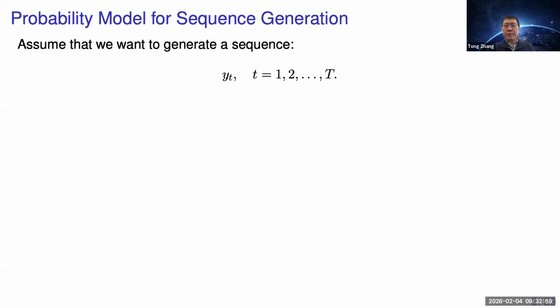So now let's think about what a sequence model is, right? Essentially, it's a probability model for sequence generation or prediction. In our case, we can do both. Let's say we want to generate a sequence, right? The sequence is t equals 1 to T. This can be any sequence. It could be stock price per day, right? Could be text, could be weather and so on.